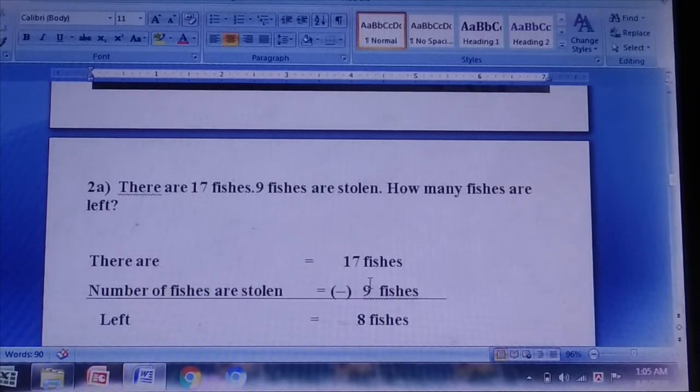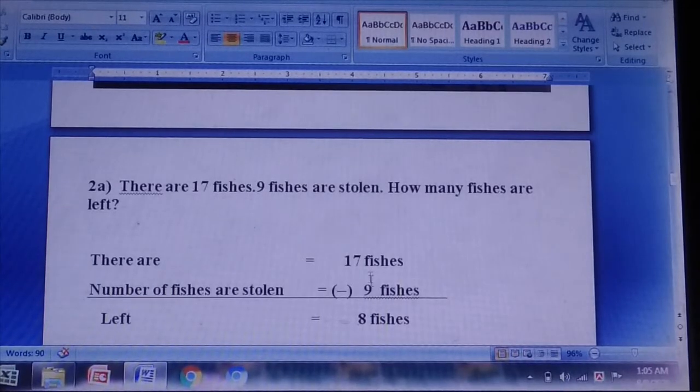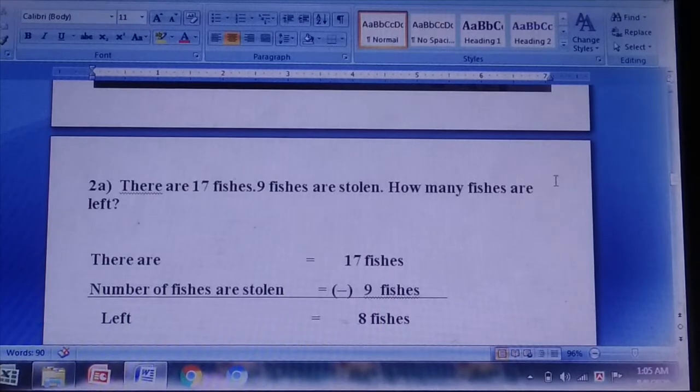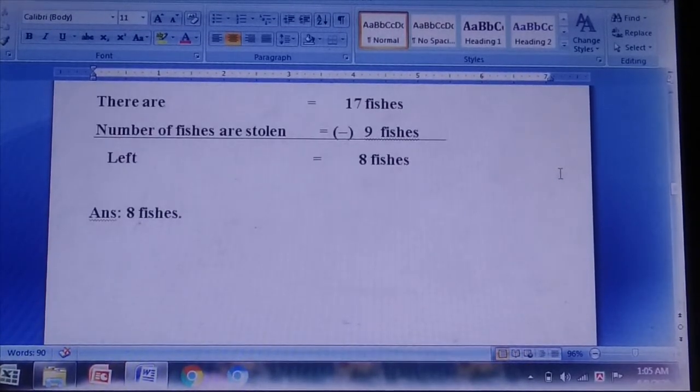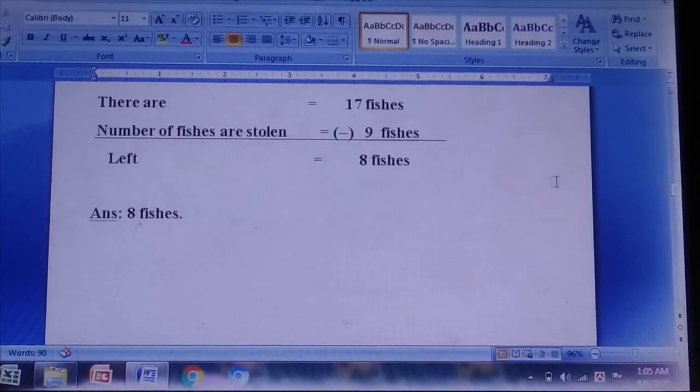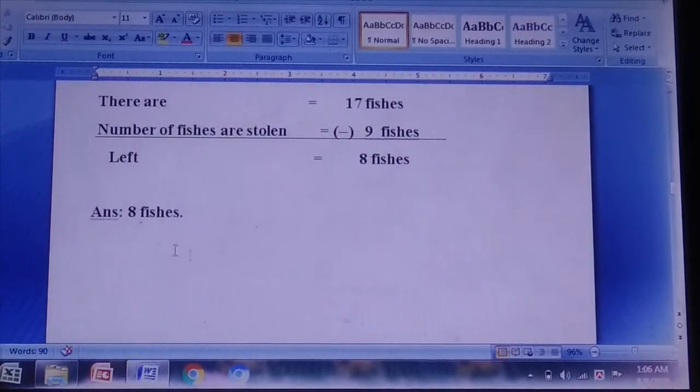Count the number directly with your lips, into your fingers, from 17. Then you write it below, and then you write the answer below. Our answer is 8 fishes.